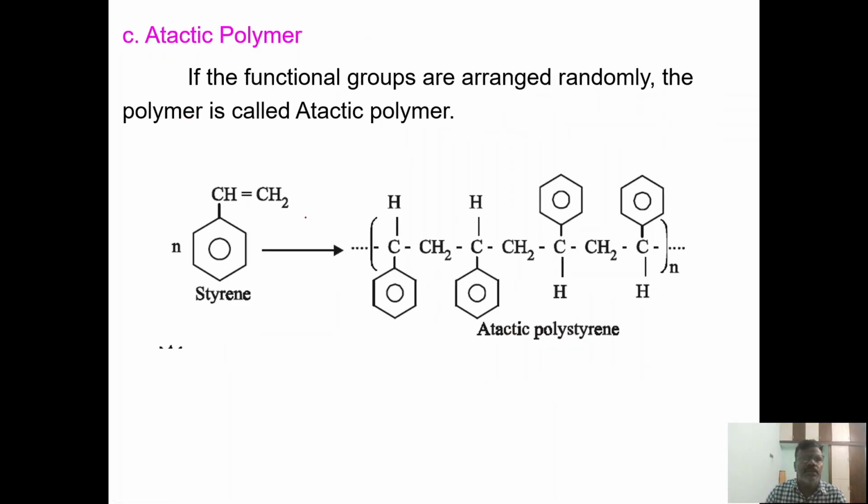Next one is atactic. Atactic means irregular, or random arrangements. There won't be any order of arrangements. Same styrene, when you do the reactions, see there is a polymer formation, polystyrene, where two phenyl groups are at the bottom and two phenyl groups are at the top. Maybe in the next category, one may be at the top, three may be at the bottom, or one may be at the bottom, three may be at the top, like that. There aren't any ordered arrangements of these phenyl groups. That is called atactic. Atactic is irregular or random. Okay.